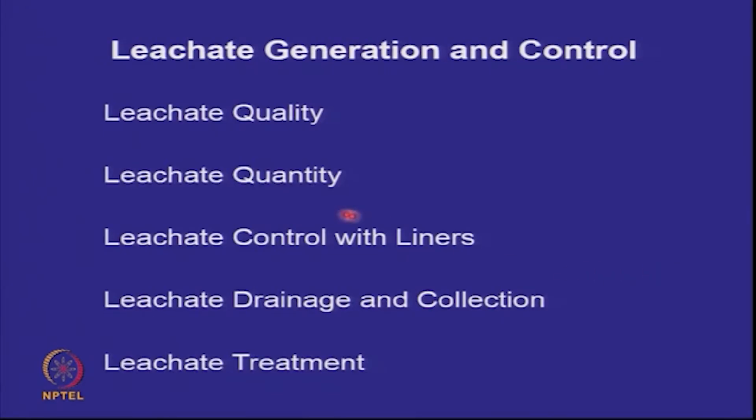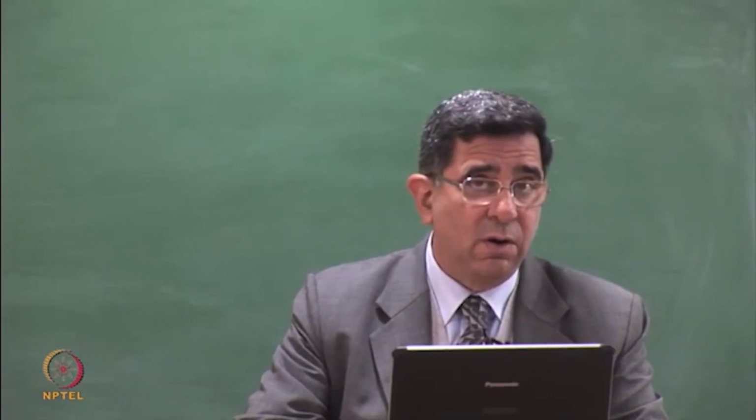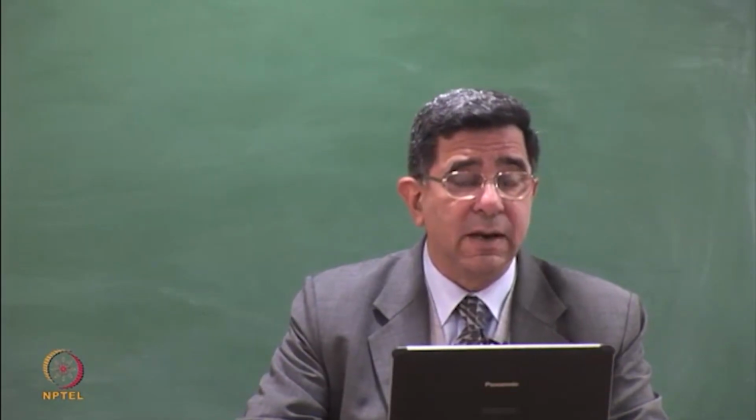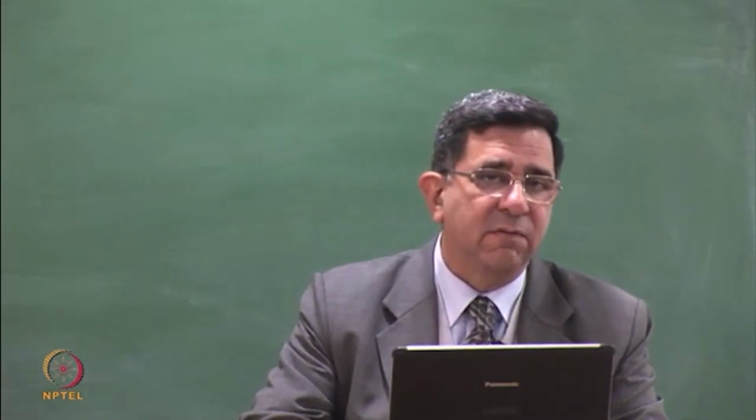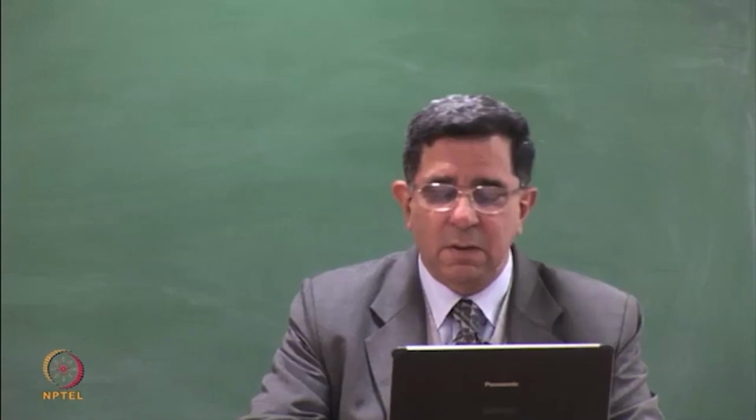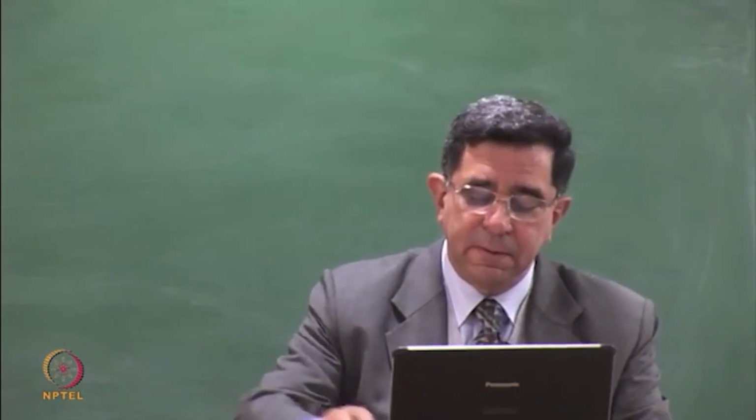So we are going to talk about leachate generation and control. First we'll talk about quality, then we'll talk about quantity, and how the liners and the drainage and the collection system help us to collect this leachate. We don't want it to go out in an uncontrolled manner. And then what do we do with the leachate that we have collected? That's going to be the sum and substance of what we are doing today.